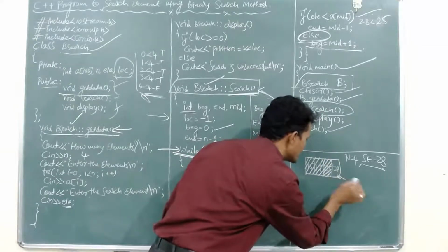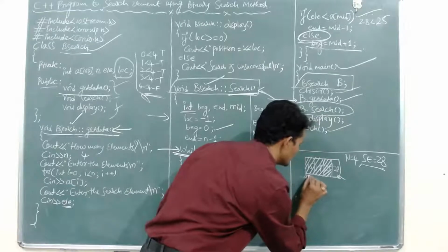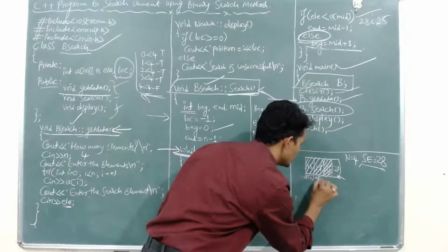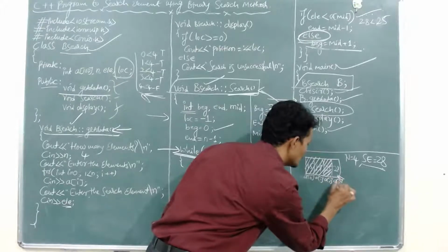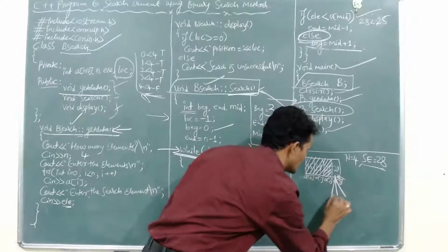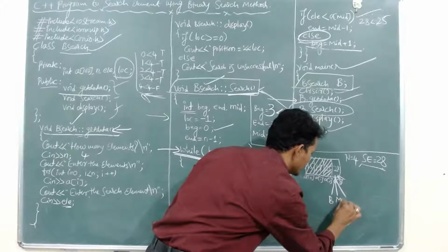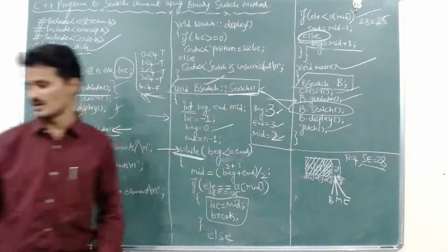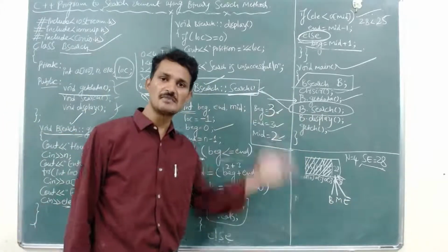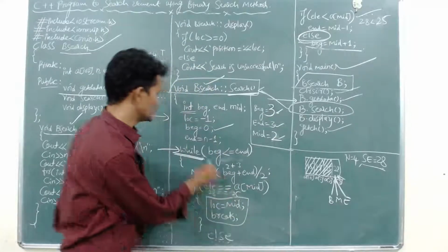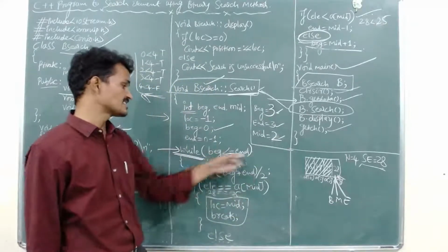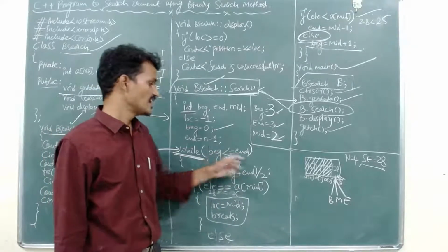Now only one element is left here. This is a of 0 and this is a of 1 and this is a of 2 and at the end a of 3. So this element itself is a begin, middle and end. The remaining only one element, that element itself becomes a begin, middle and end. Then comes the condition. While begin is less than or equal to end, begin is 3, end is 3.